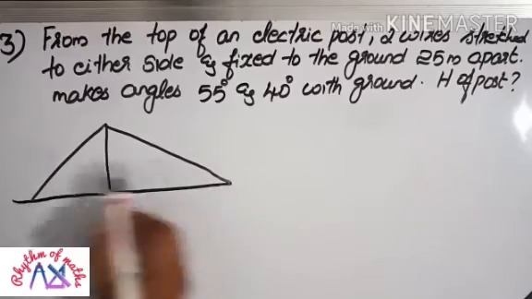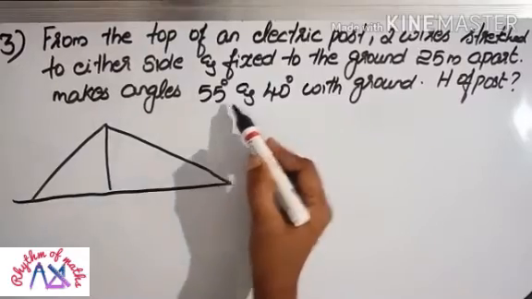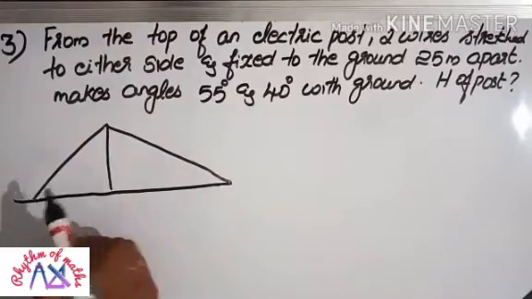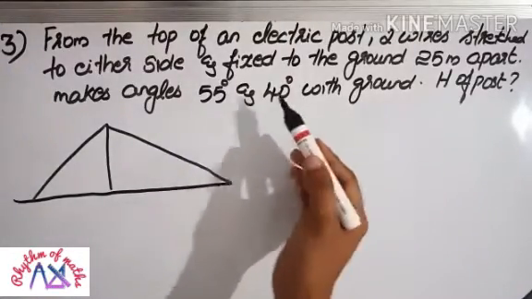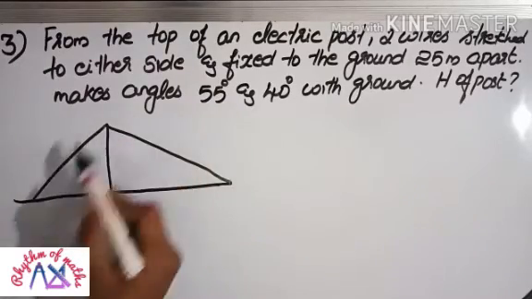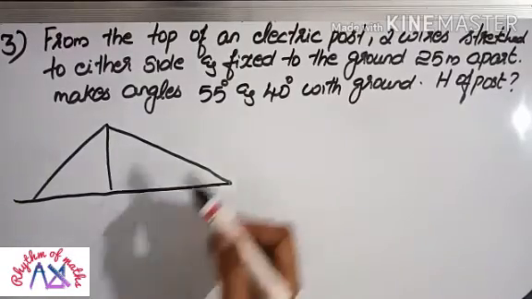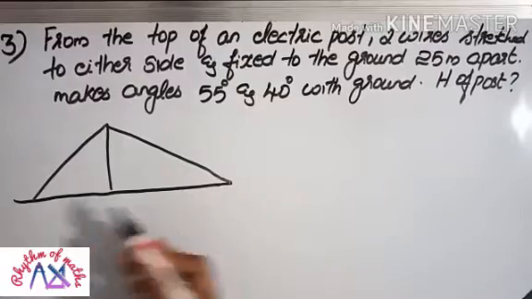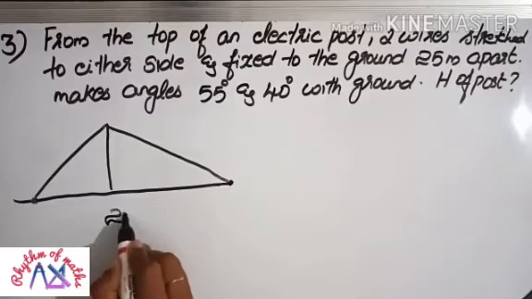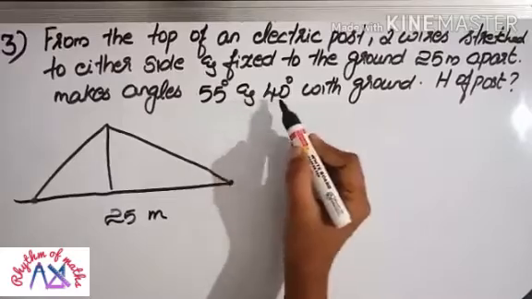Why are these 2 different? Because it is given that they make angles 55 degree and 40 degree with the ground. These 2 wires make angles 55 degree and 40 degree, both different angles. That means these 2 distances will also be different. That's why I made 2 wires, one small and one large. Now 25 meter apart means the distance between these 2 is 25 meter. Now it is given 55 degree and 40 degree.